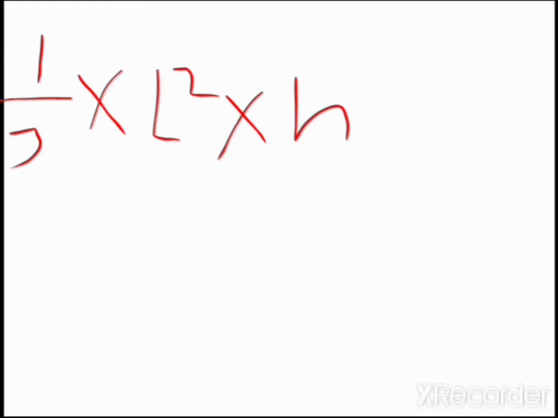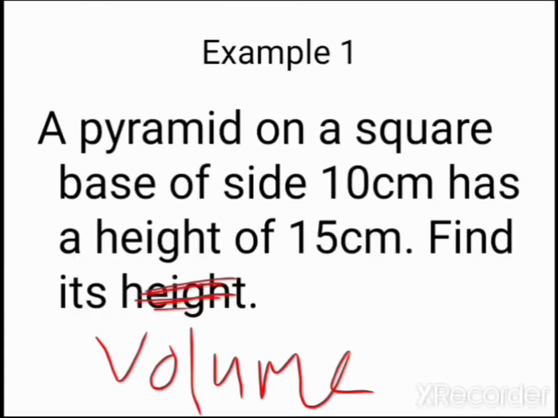So this is the formula for the volume of a pyramid on a square base. So we have 1/3 times, if we proceed back, the base side is 10 centimeter. The base side is what? 10 what? Centimeter. So since it's base side, the base side is 10 centimeter.